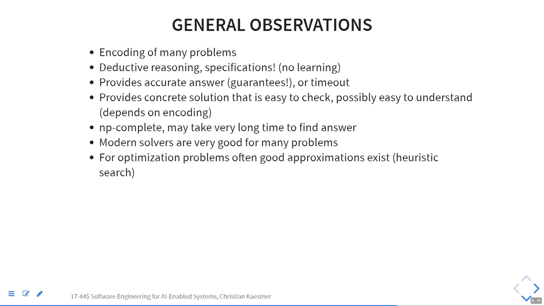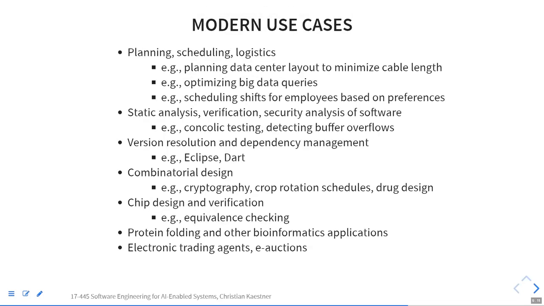This is more or less easy to understand depending on how close your encoding is. And modern solvers are pretty good for many problems. This is used for all kinds of things in AI, right? So AI is more than machine learning. This is actually what I wanted to cover originally. There are many planning problems, scheduling problems, where you can find precise solutions in complex problems with lots of constraints. Planning data center layouts and minimizing cable lengths, this kind of problem, right?